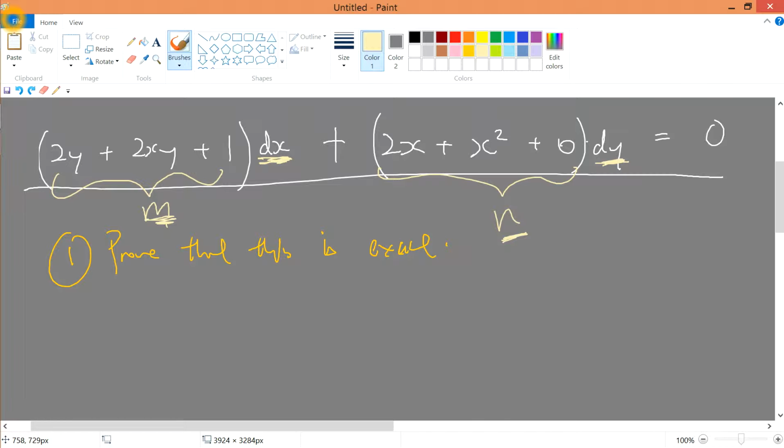So if I differentiate this M in terms of y, let me write it down so that you know what I am doing. So partial M partial y is exactly this term. I differentiate in terms of y. I would have 2 plus 2x, and then this term is gone.